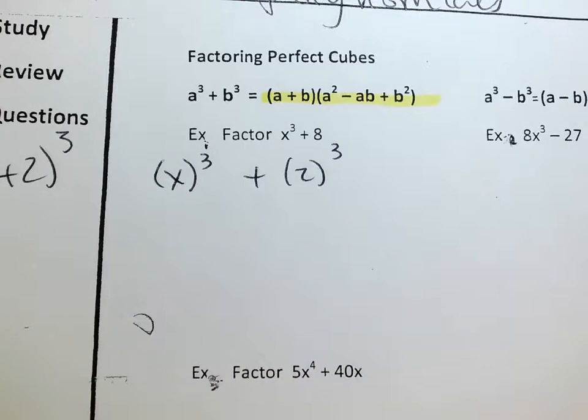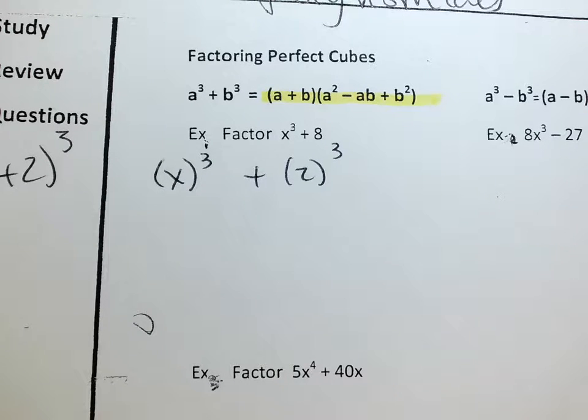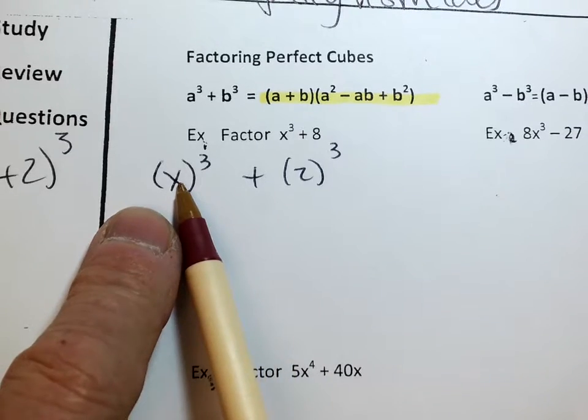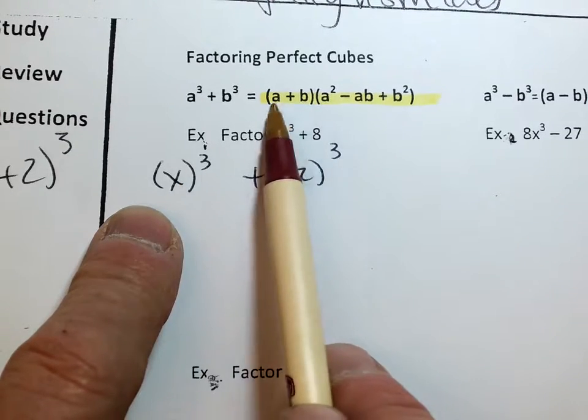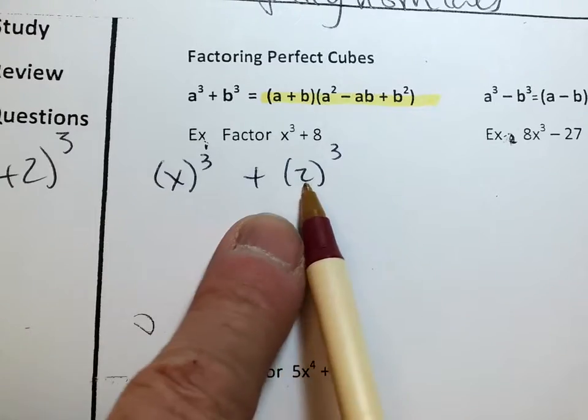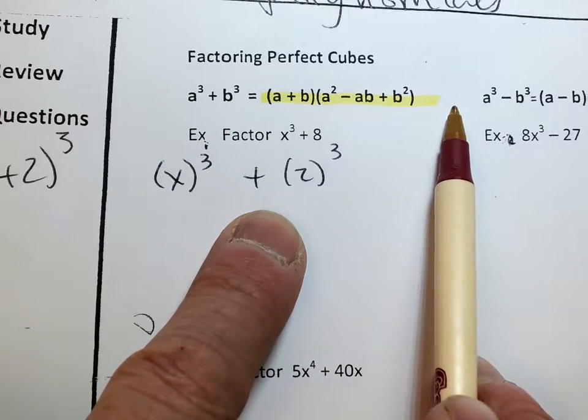Okay, 2 cubed is 8, right? So all I know, once I get this written, all I have to do is just put the x and the 2 in the right places. That's all I have to do. X would represent the values of a, and the 2 would represent the values of b. This is actually pretty easy.